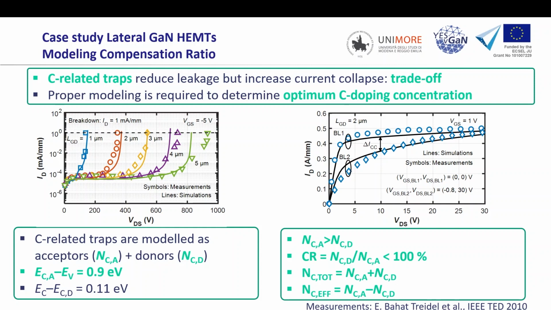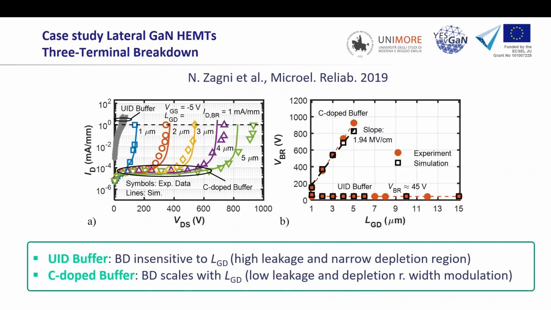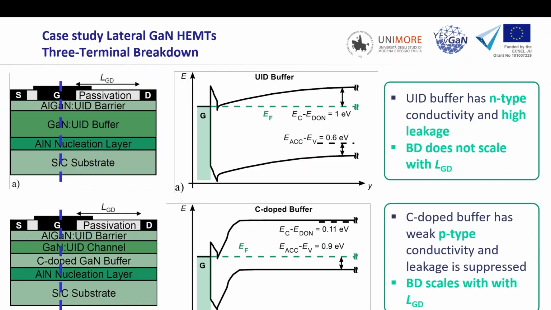These are still measurements from the same paper, so we were lucky to see both the breakdown scaling and the current collapse, here shown just as a decrease in the current. This is just one definition. So for the modeling, what is important regarding the C doping is that, as I mentioned, the main effect here is to shift the Fermi level closer to the valence band, because you're introducing acceptor traps that will sort of pin the Fermi level here.